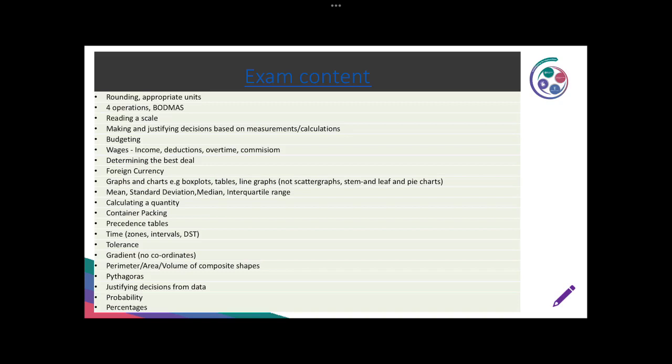A lot of marks. Graphs and charts, for example, box plots, tables, line graphs, but I've put in brackets there, not scatter graphs, stem and leaf, or pie charts, since we know that they are not going to be included. Mean, standard deviation, median, and interquartile range are all still there. You could get asked to also make justifications from those things, like with your standard deviation questions, where you're given scenario 1, you work out those, and then in scenario 2, you're given the details and you're asked to make comments on the mean and standard deviation. So you would compare the average values, and then you would compare the spread of the data as well with the standard deviation.